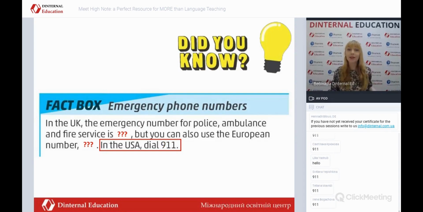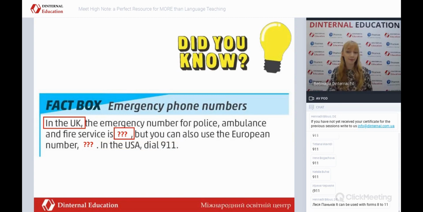Absolutely. So this is something our students need to know if they want to travel to the US. They need to know how to call for ambulance or police or any kind of emergency service. What about the UK? Because we all dream about traveling to London probably, and maybe sometime you have done that or you will do it with your students or they will do it on their own. So they need to know how to call for emergency in the UK.